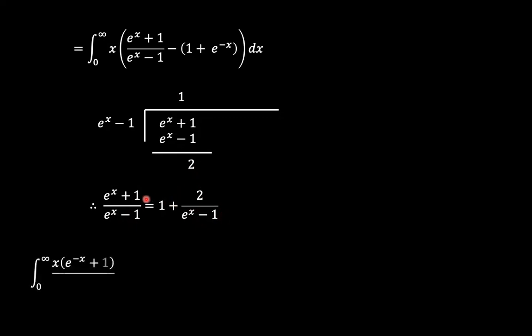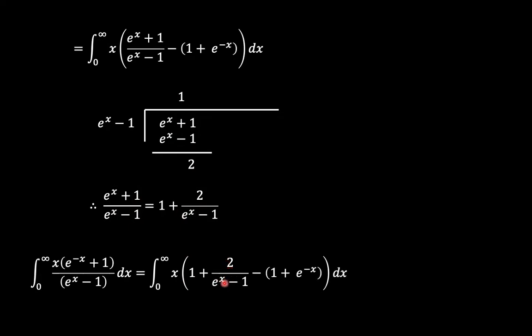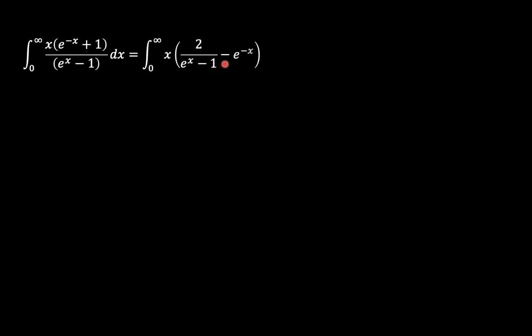So fixing this back into the equation, that results in x times (1 plus 2 over (e to the power x minus 1) minus (1 plus e to the power negative x)). So these ones cancel. And so we are left with an expression that has only 2 over e to the power x minus 1, minus e to the power negative x, in the bracket here, multiplied by x. So we now have 2x over e to the power x minus 1, minus x times e to the power negative x.